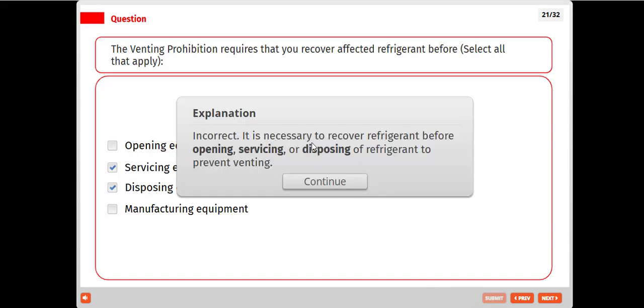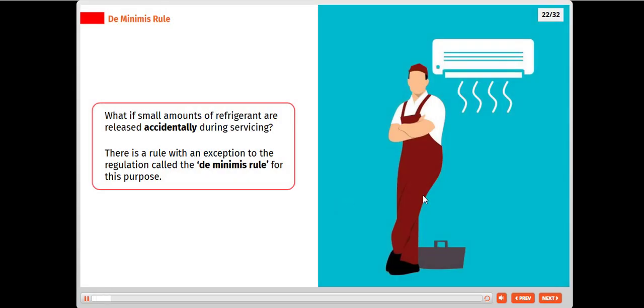Incorrect. It is necessary to recover refrigerant before opening, servicing, and disposing. What if small amounts of refrigerant are released accidentally during servicing? There is an exception to the regulation called the de minimis rule for this purpose.